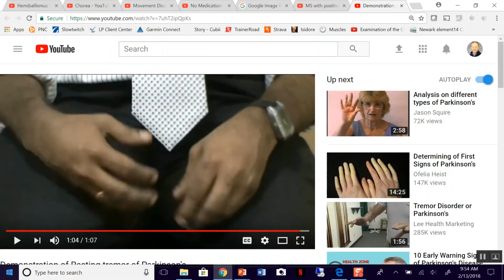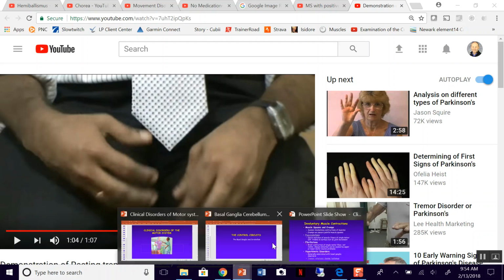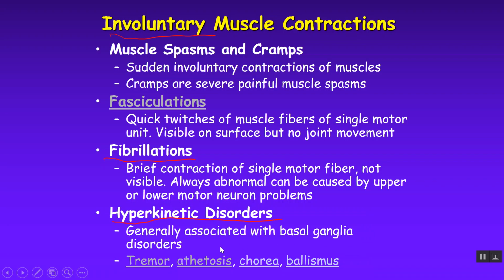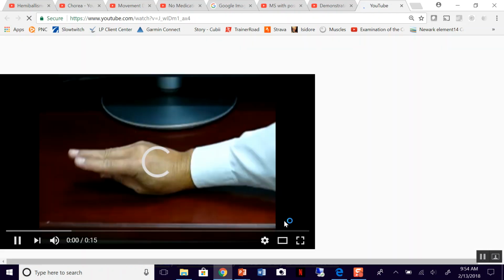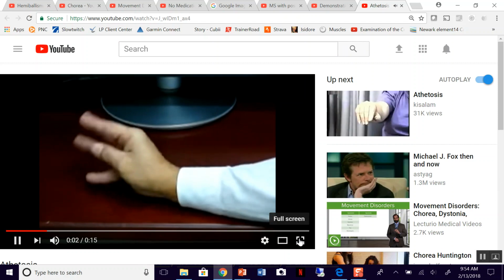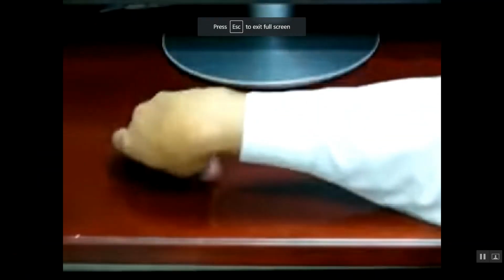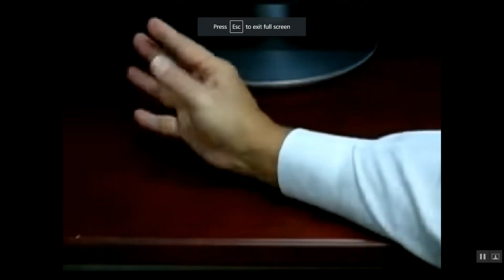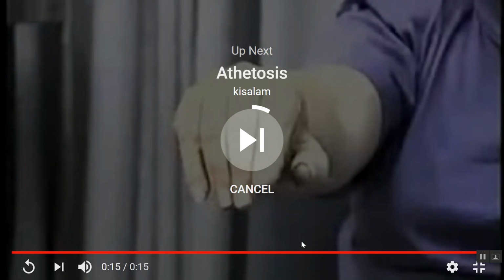Okay, go back here. So that was tremor. Now here's athetosis. This is more that writhing. It's relatively slow, but it's contorting, like writhing, and it's usually the upper body that does that. Let's see what this next one is. There's another athetosis here. Fifteen seconds is all. Come on.